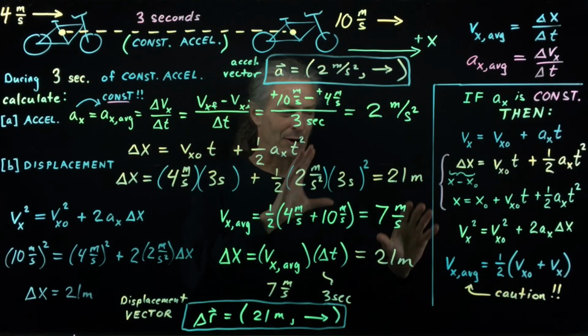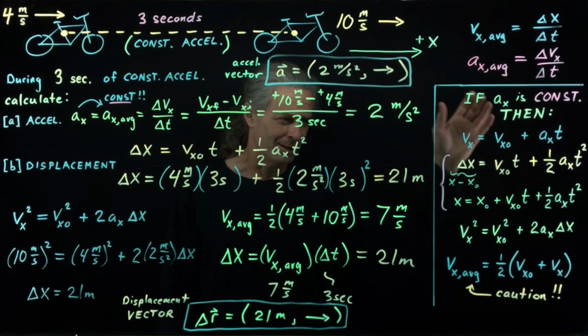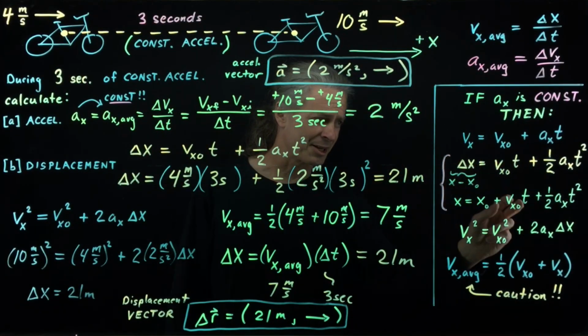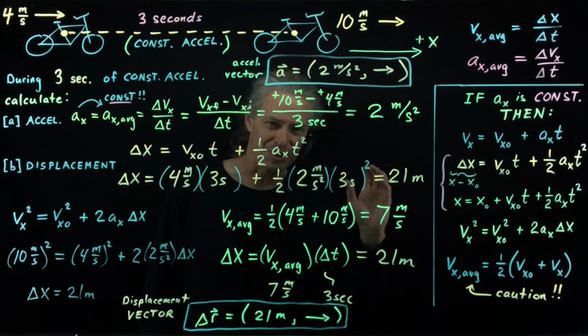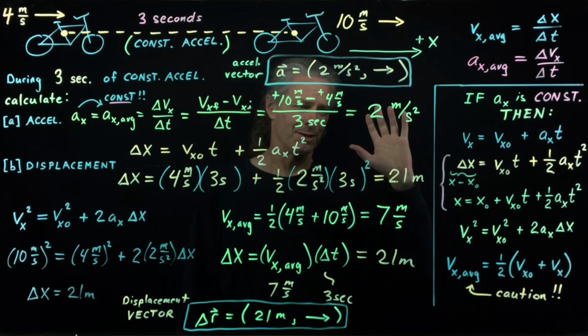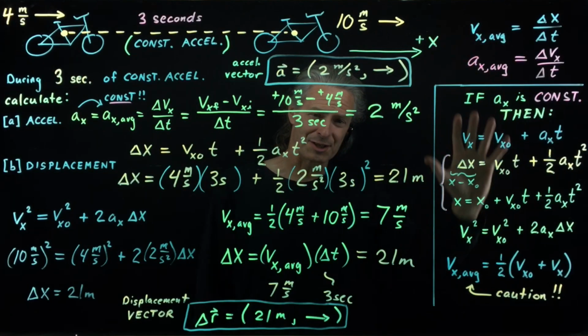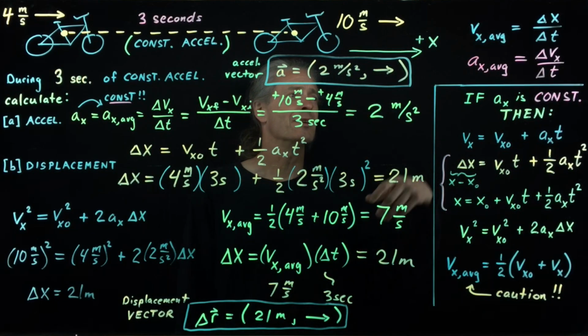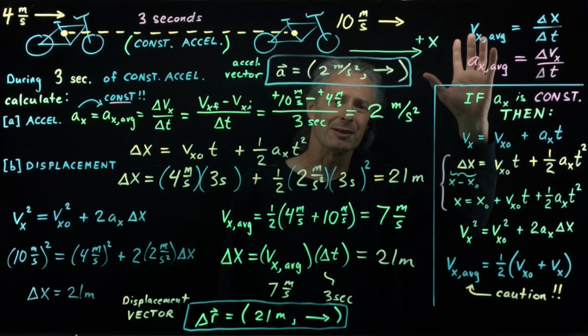All right, now what about these equations? In these equations, delta x, wherever it appears, represents a displacement component, not a distance. The distance does not appear in these equations, just like the speed. Speed does not appear in these equations.